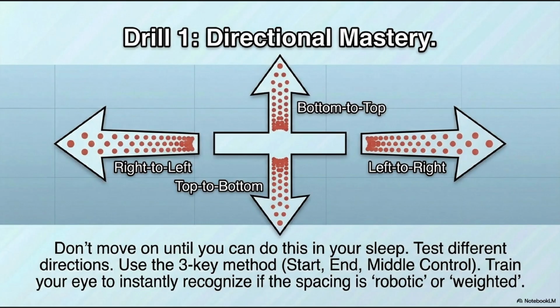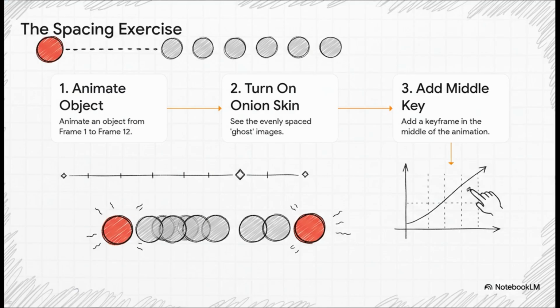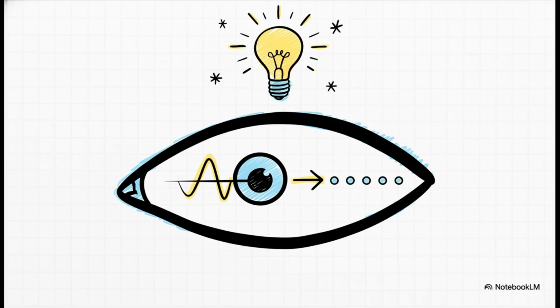For each direction, use the same method, 2 or 3 keyframes, onion skinning on. Control your spacing through the graph editor while watching the onion skin ghosts. The goal is to train your eye. You need to be able to look at the spacing and instantly know if it's right or wrong.